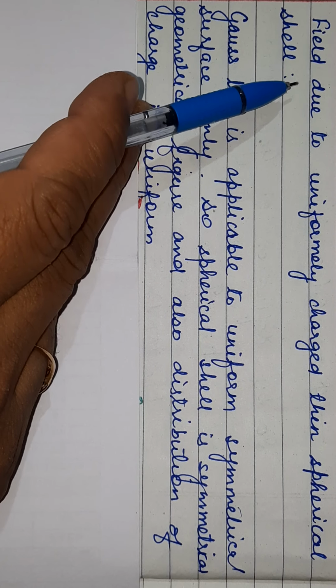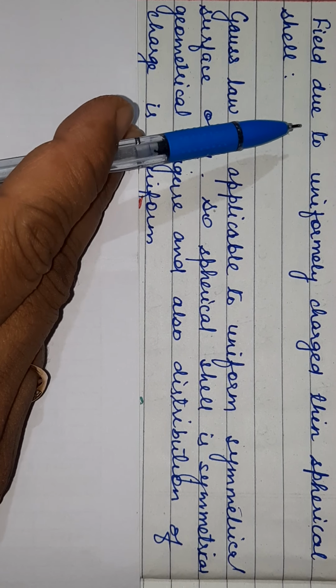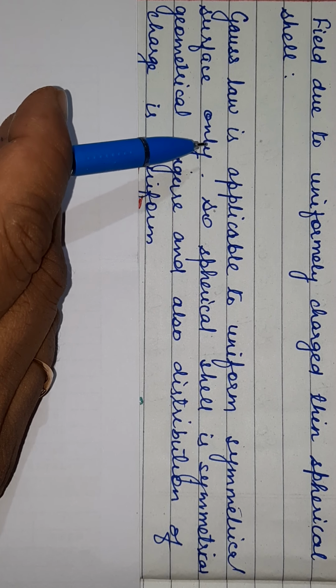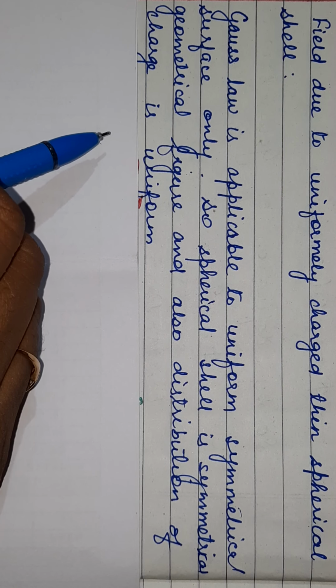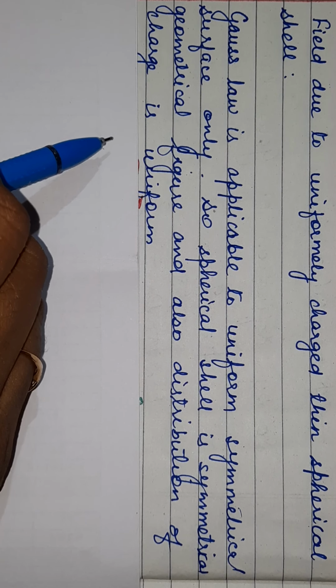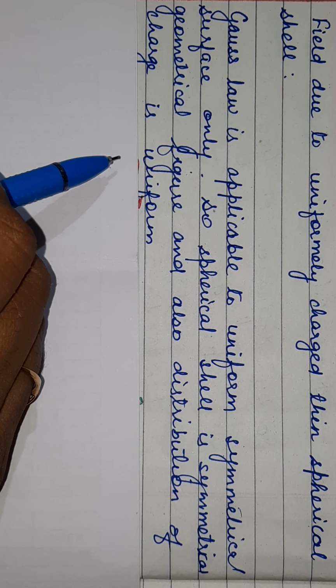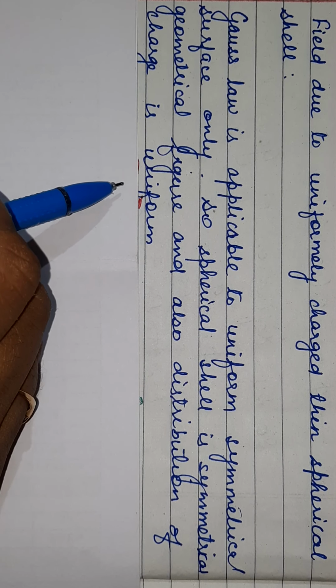In this video, we learn about the field due to a uniformly charged thin spherical shell. We know that Gauss law is applicable only to uniform or symmetrical surfaces. So we are here considering a spherical shell, which is a geometrical figure having symmetry, and also the distribution of charge is uniform.